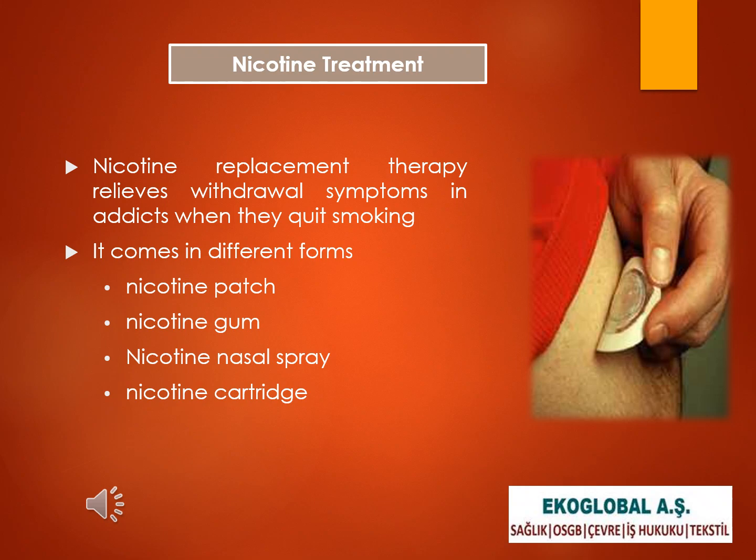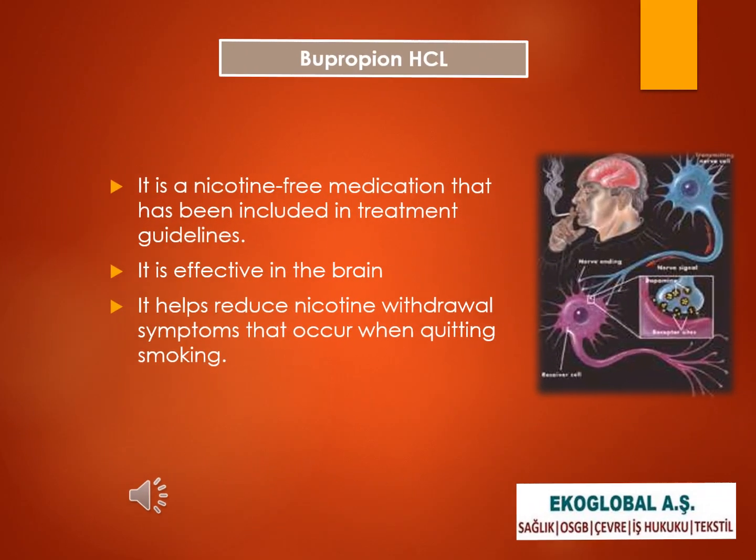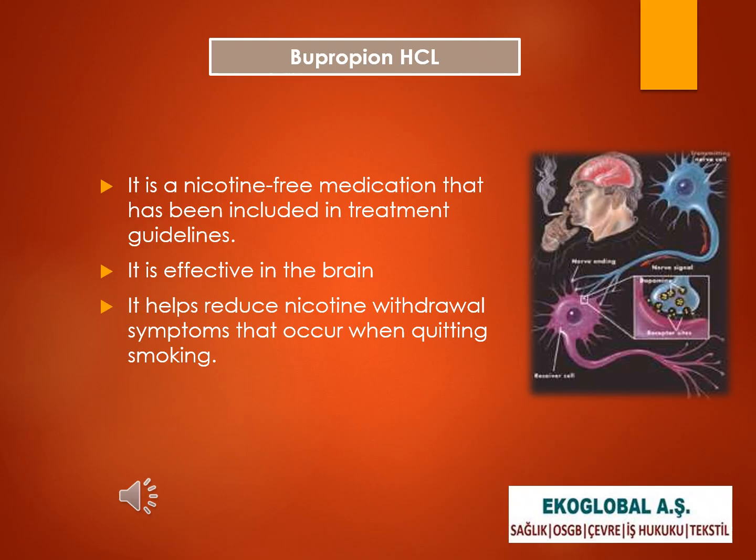It comes in different forms like nicotine patch, nicotine gum, nicotine nasal spray, and nicotine cartridge. Bupropion HCl is a nicotine-free medication that has been included in treatment guidelines. It is effective in the brain. It helps reduce nicotine withdrawal symptoms that occur when quitting smoking.